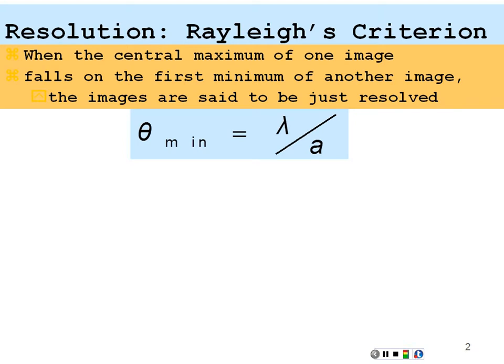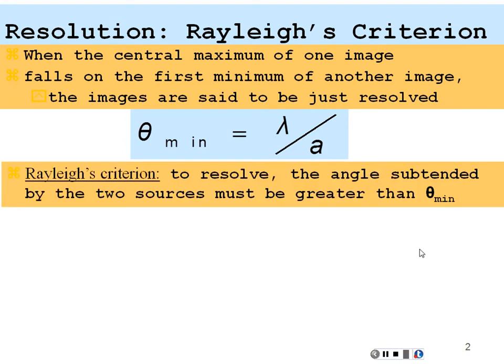This corresponds to where we just were in our previous lecture, looking at diffraction, where we had a sin theta equal to m lambda for our first minimum. So if m is equal to 1, and we're dealing with small angles, so the angle theta is equal to the sine of theta for small angles in radians, then it simplifies to this. Our minimum angle is equal to lambda divided by a. So to resolve, the angle subtended by the two sources must be greater than this minimum angle.